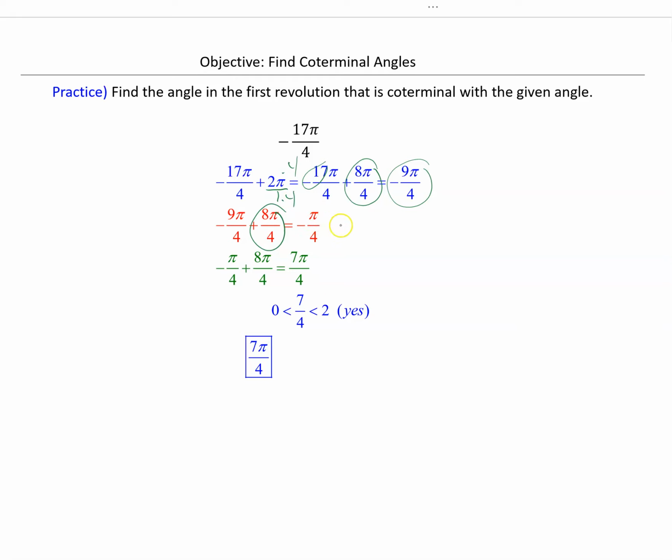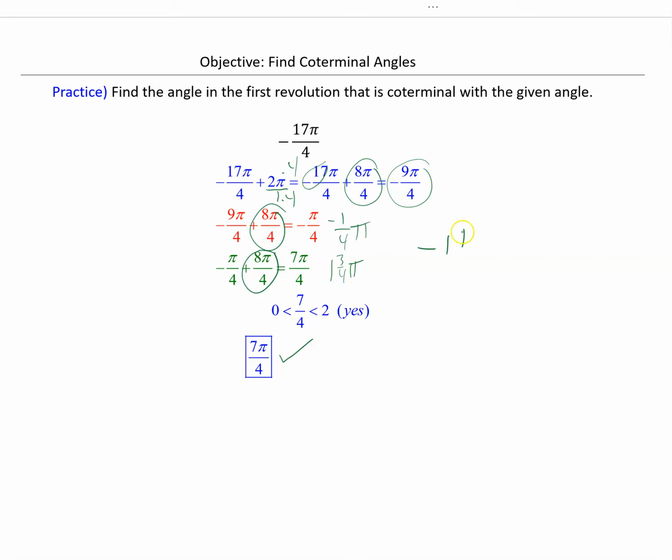So this is still negative because that's a negative 1/4. Still not in that first revolution. So we have to do it a third time. And now finally we're at 7/4, which is 1 3/4 π. That's between 0 and 2, so that becomes our coterminal angle.